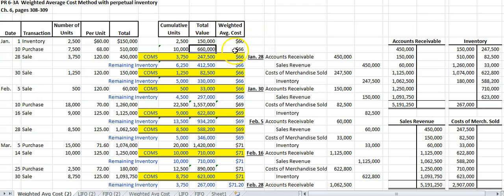And then here I calculate my weighted average price, based on total value divided by cumulative units. My weighted average is 66, which is somewhere in between the 60 and the 68. So that makes sense. You should know weighted averages by now. Why is it closer to the 68 than the 60? Because this one carries a higher weight. This one has 7,500 units.